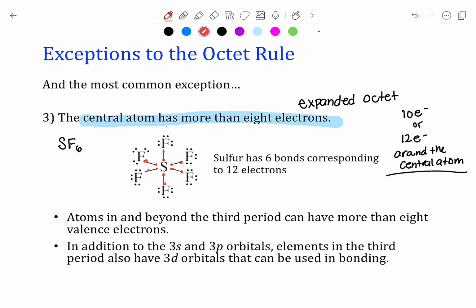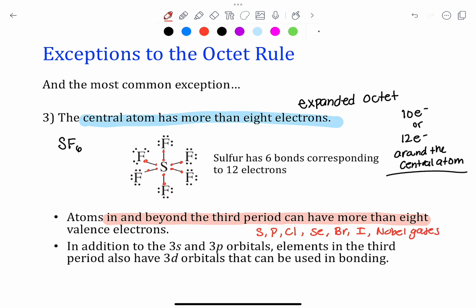And this only happens in atoms that are in and beyond the 3rd period. So everything from period 3 down. So this is going to be sulfur, phosphorus, chlorine, selenium, bromine. Let me write some of these down. Sulfur, phosphorus, chlorine, selenium, bromine, iodine. We can even have the noble gases getting in on this. They can now form expanded octets.